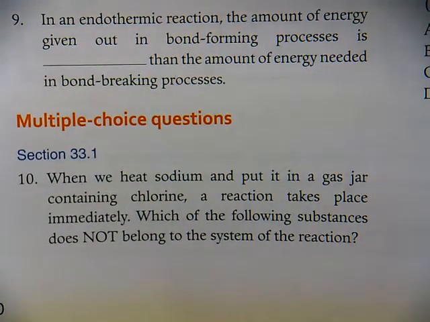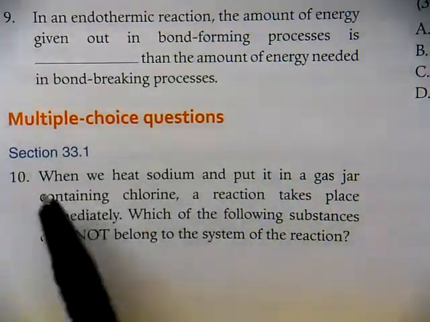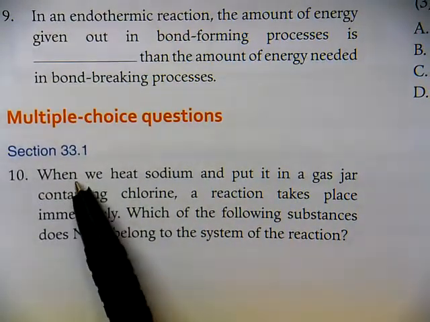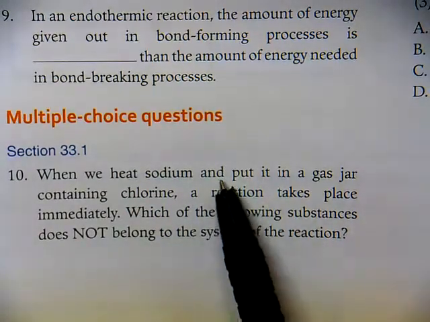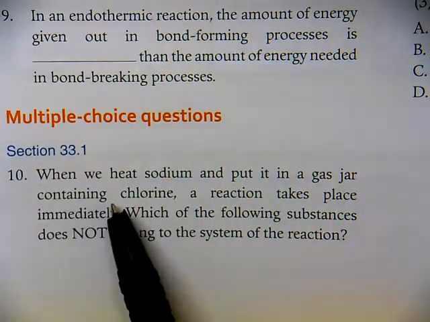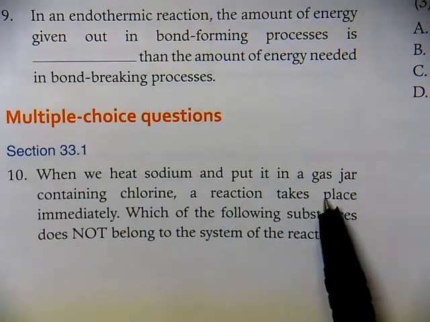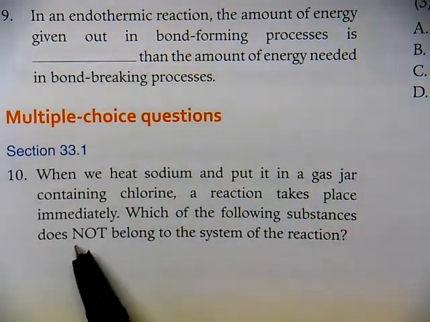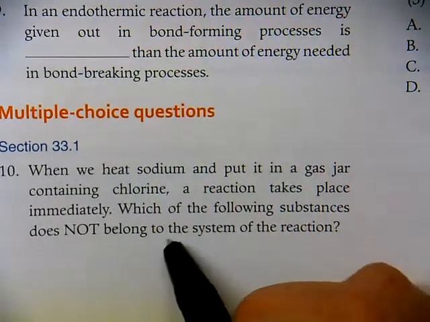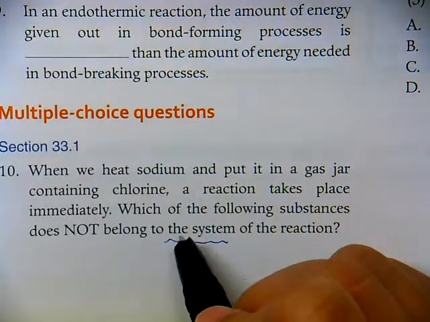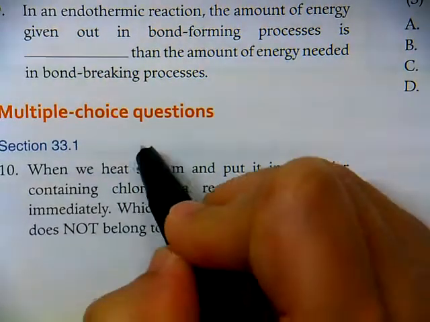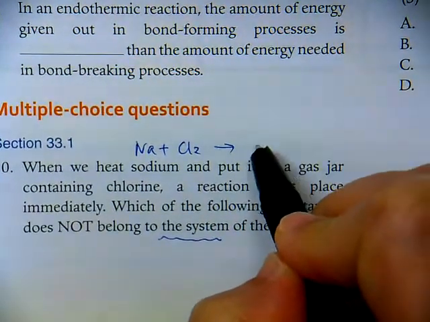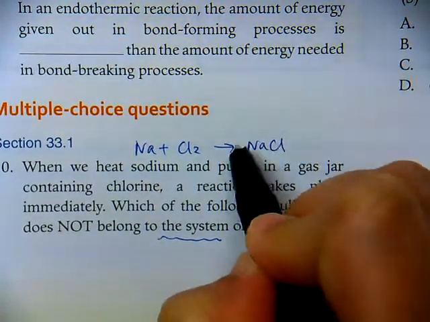Next, turn to page 20 for the chapter exercise. Let's look at the multiple choice. Number 10. When we heat sodium and put it in a gas jar containing chlorine, a reaction takes place immediately. Which of the following substances does not belong to the system? System means the reactants and the products, okay? Sodium reacts with chlorine. Do you remember? Can you guess what is formed? Sodium chloride is formed, okay?